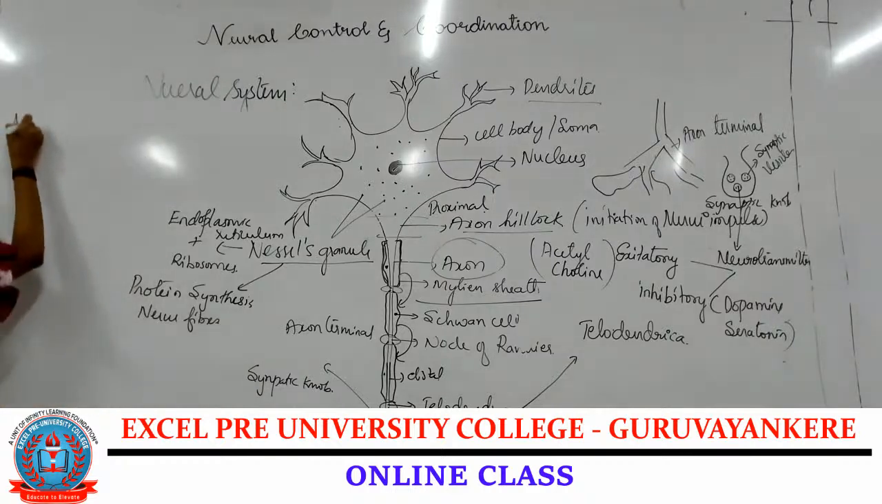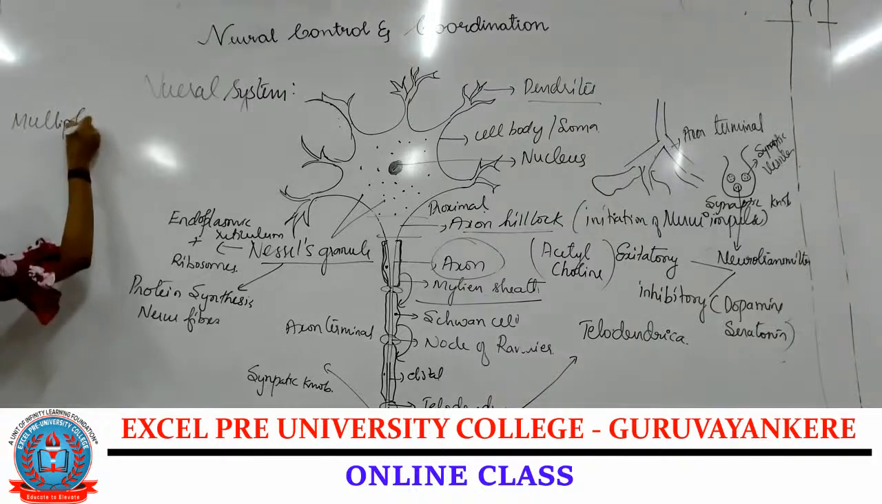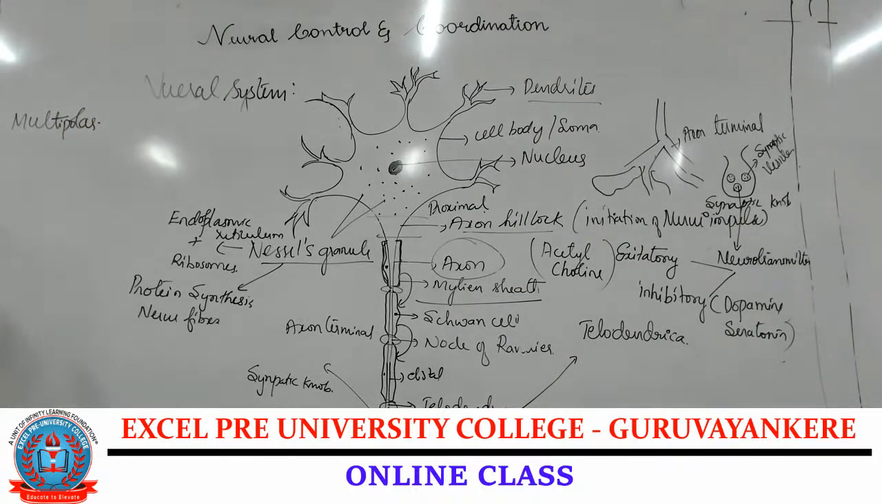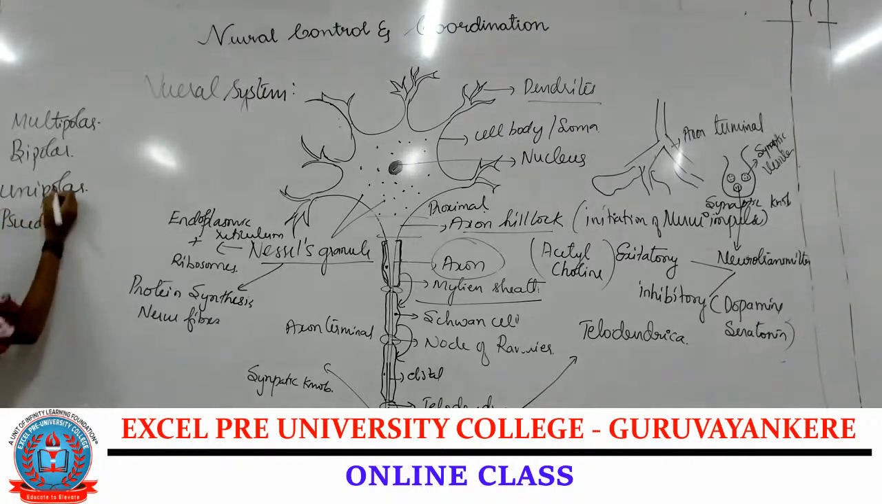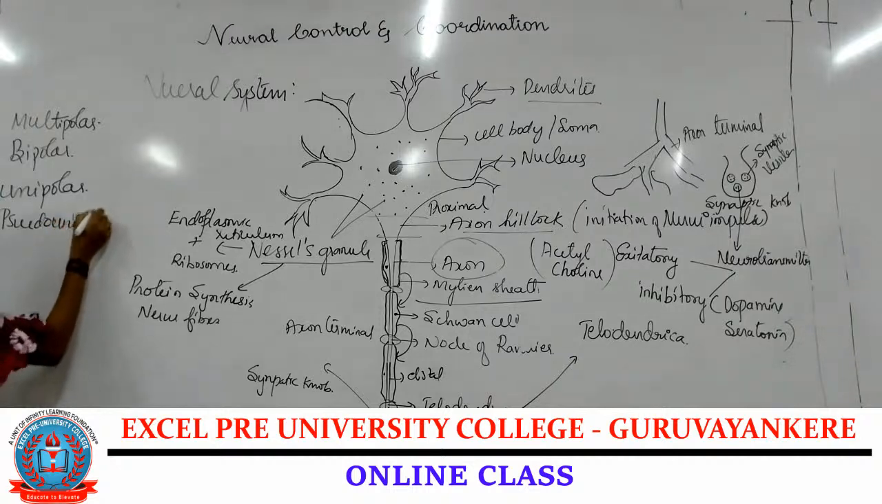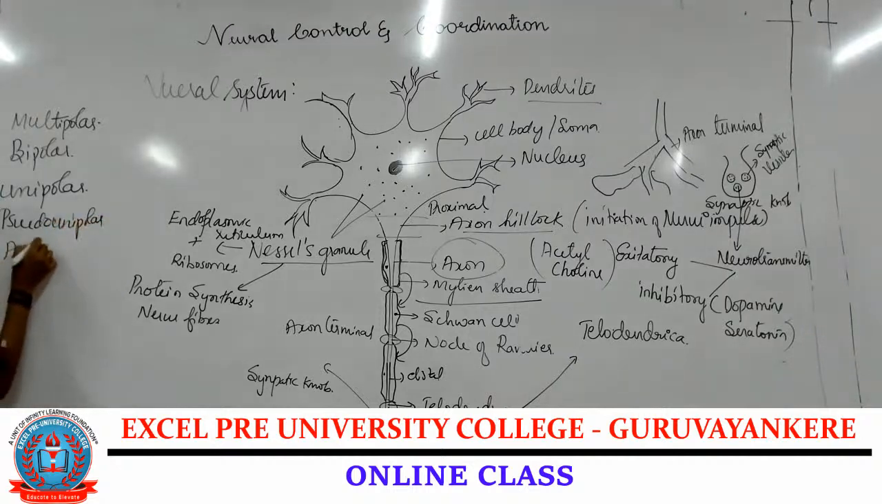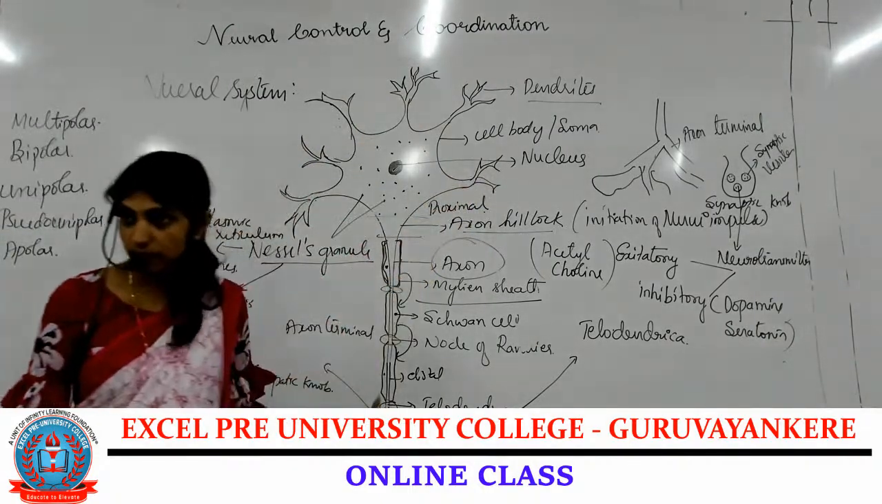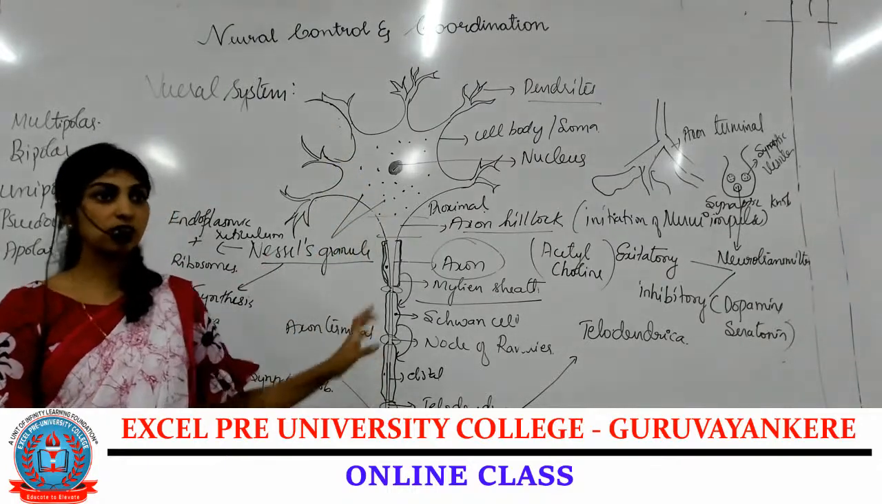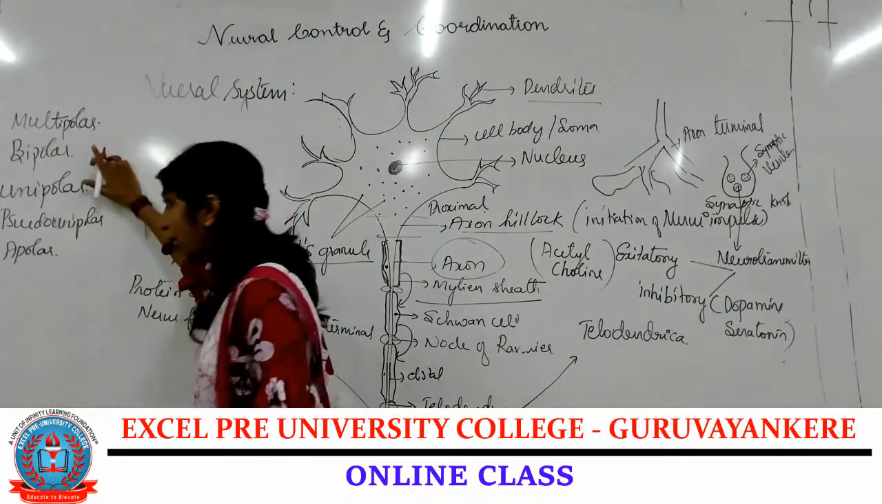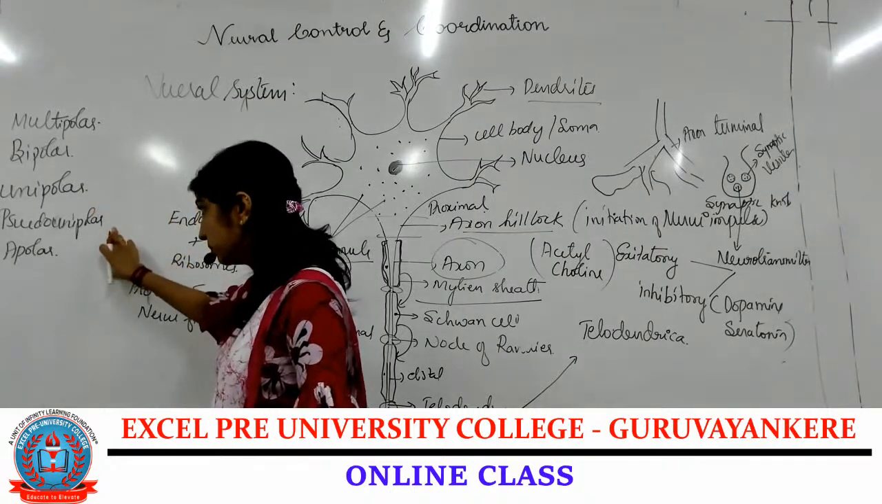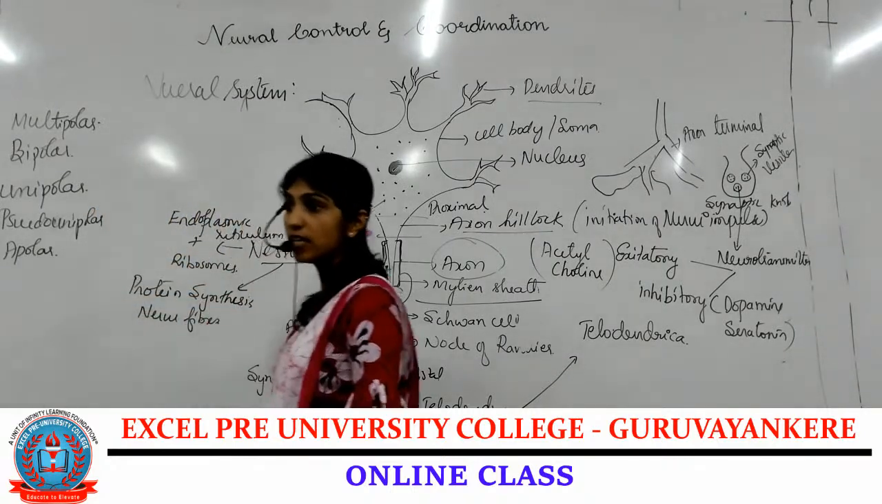First one is multipolar neurons. Then we have bipolar neurons, unipolar neurons, pseudo-unipolar neurons, and then apolar neurons. Okay, based on the type of dendrites and axon present, or based on the number of dendrites and axon present, we have multipolar, bipolar, unipolar, pseudo-unipolar and apolar neurons.